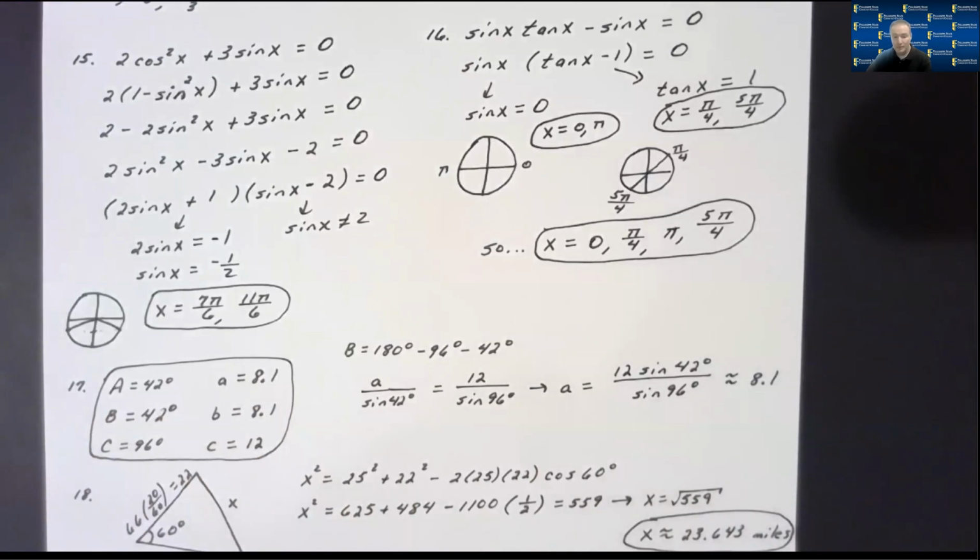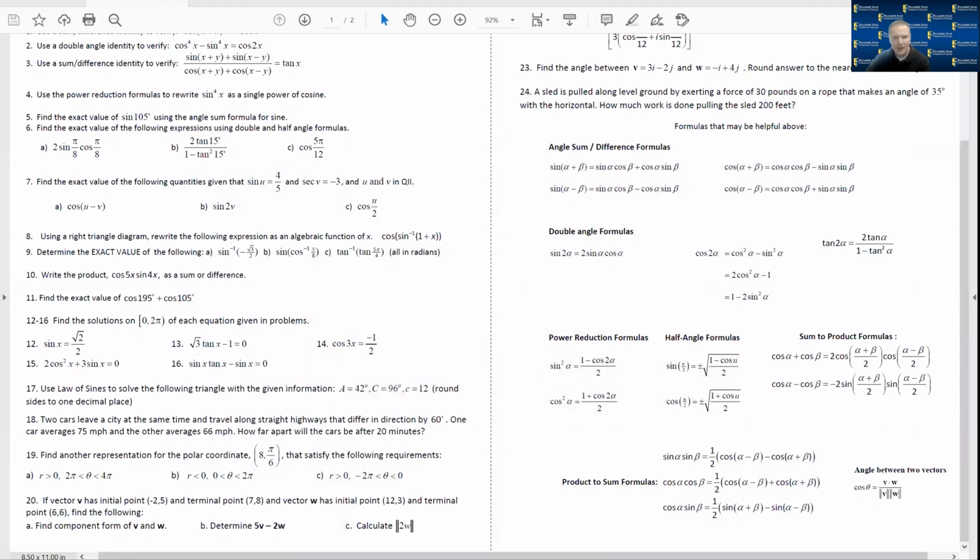Now, number 18. Number 18 is our law of cosines problem. It's given to you in a word problem format. It says two cars leave a city at the same time and travel along straight highways that differ in direction by 60 degrees. One car averages 75 miles per hour, and the other averages 66 miles an hour. We're supposed to find out how far apart the cars will be after 20 minutes.